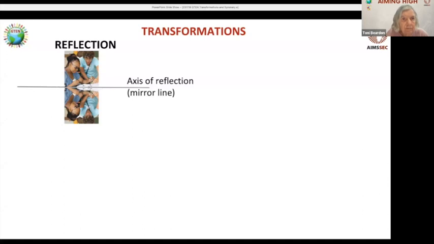Elizabeth. Okay, so the first one we can see there is reflection. Oh, and that's a picture of me there. That's a younger version of me there, Tony. No, it is. It definitely is.